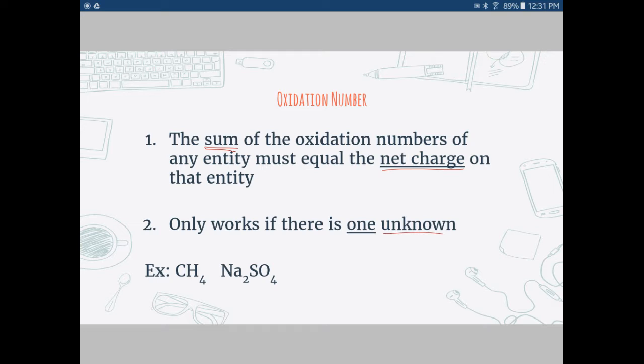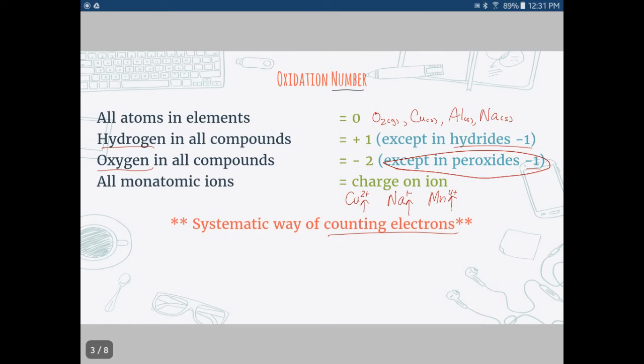If I look at my example of methane, CH4, I know from the previous slide that hydrogen has a +1 oxidation number in any compound other than a hydride. So I need to know that hydrogen has a +1 oxidation number and oxygen has a -2. I would definitely have these points written down and be very familiar with them, so that we can get through some examples quicker.